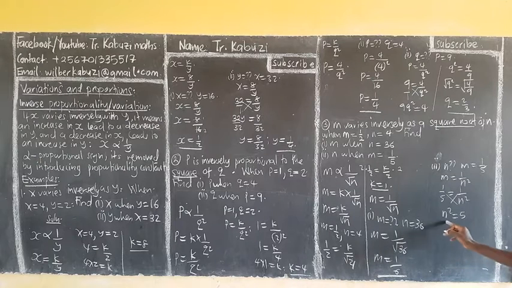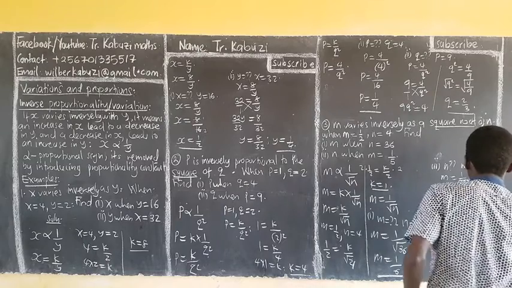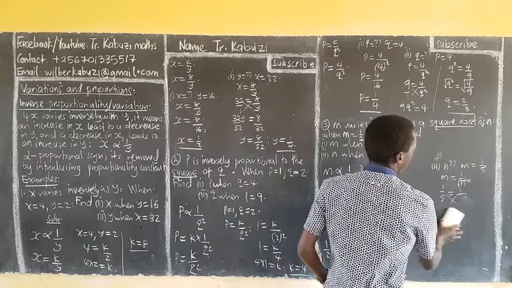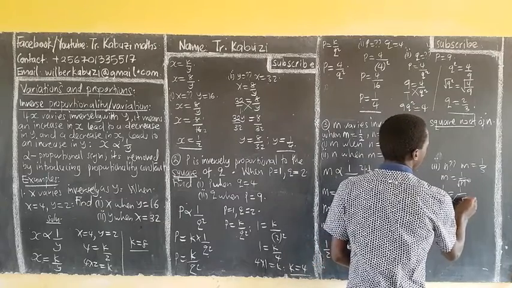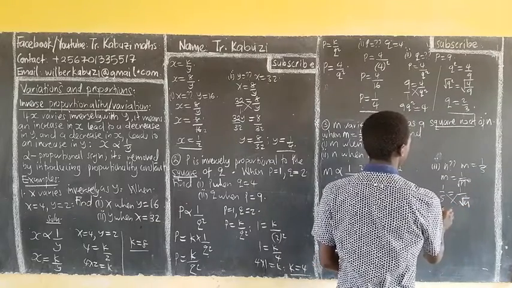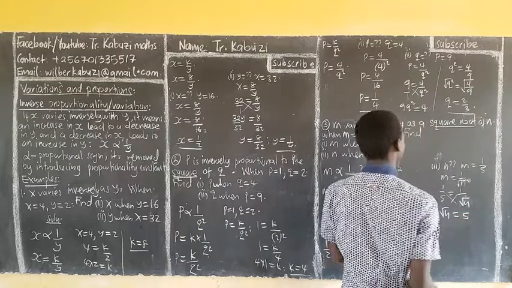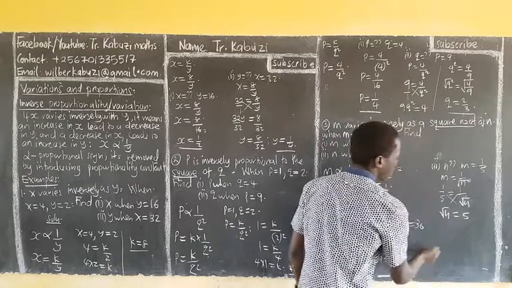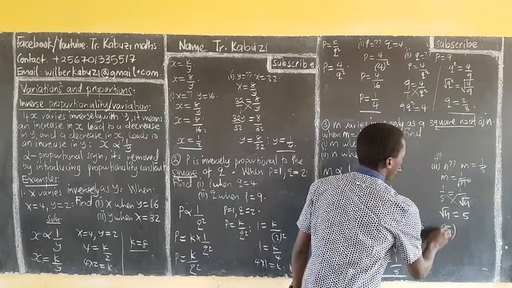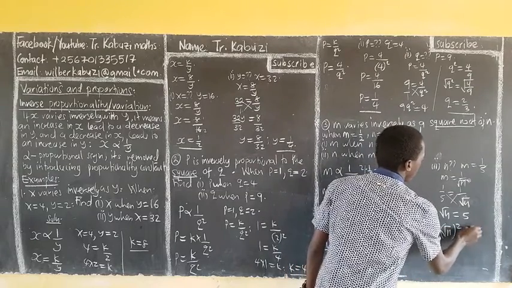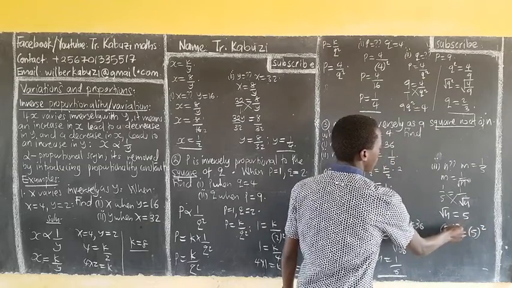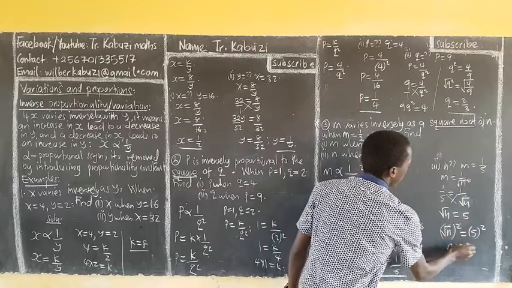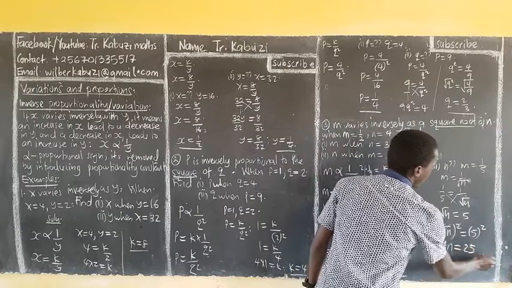Sorry, this is the square root of n. So if you cross multiply, we have the square root of n equal to 5. How do we remove the square root? By squaring both sides. So we have n equal to 5 squared. When I square 5, I get 25.